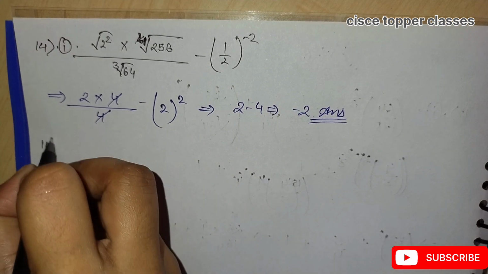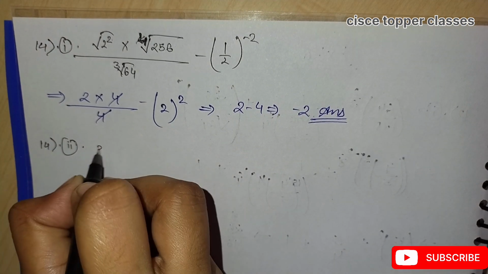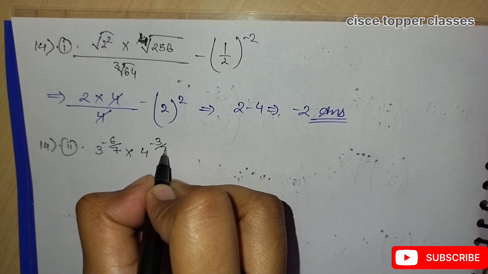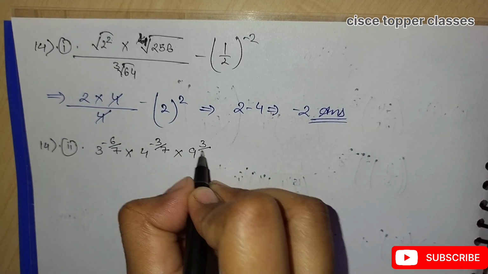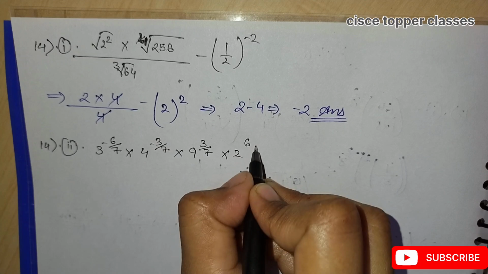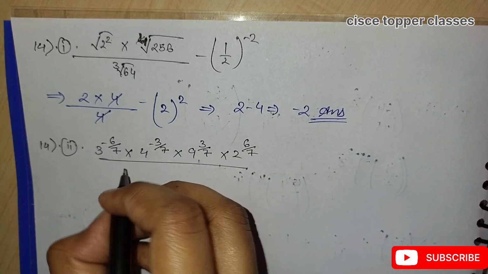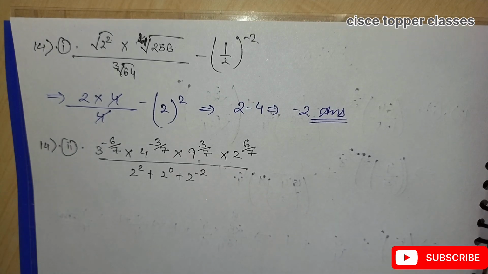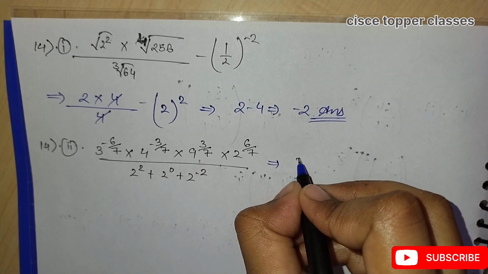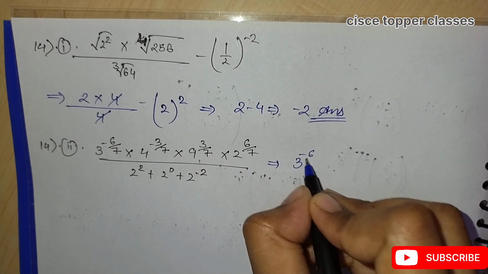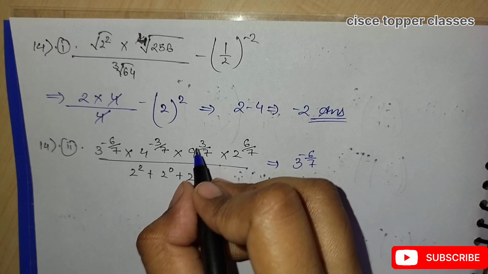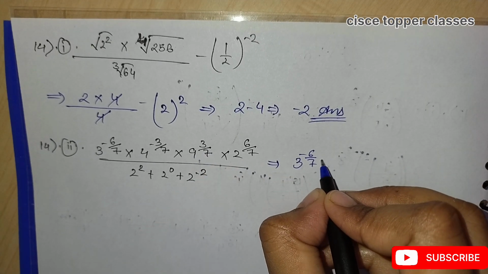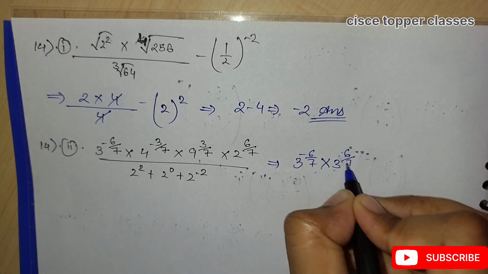Now 14, second part here is 3 to the power minus 6 by 7 into 4 to the power minus 3 by 7 into 9 to the power 3 by 7 into 2 to the power 6 by 7 divided by 2 to the power 2 plus 2 to the power 0 plus 2 to the power minus 2. Here we can write 3 to the power minus 6 by 7. 9 also we can write as 3 to the power 2. So it will be 3 to the power 6 by 7.